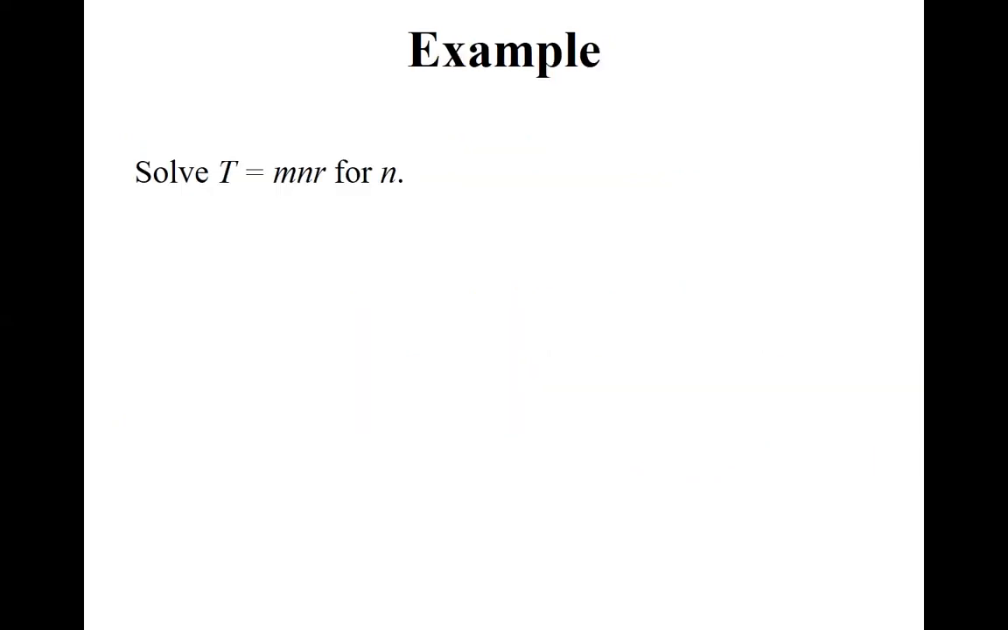Okay, so here's this formula, this gibberish formula. Might mean something, but we don't care what it means. Capital T equals lowercase mnr. And we want to solve this for n.